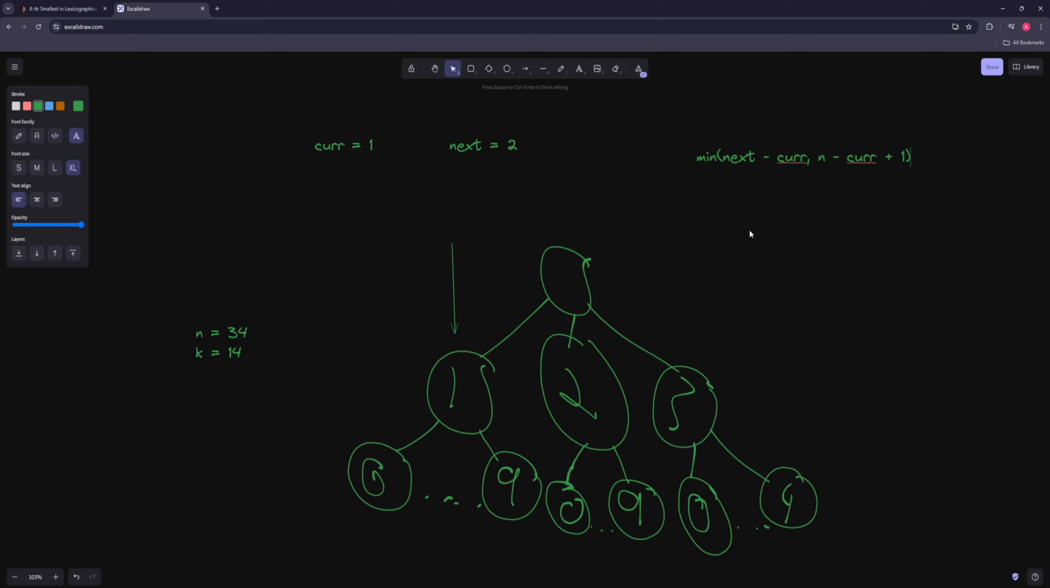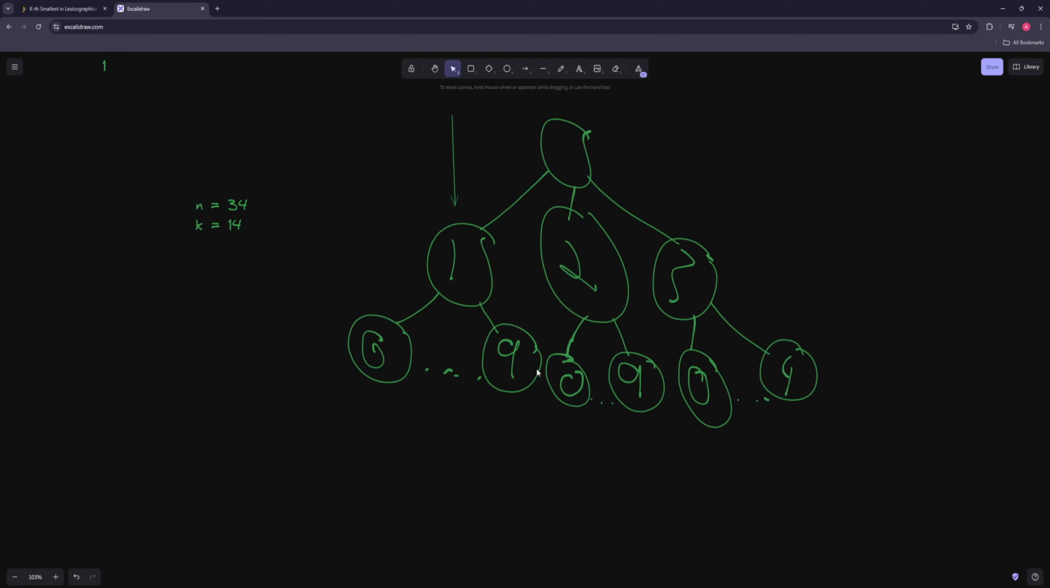And I'll show why that is. So in this level, next is 2, current is 1. So in this level, we have 1 node in our tree. So we have 1. Then we take both of our levels, our next and our current, and multiply by 10 because we want to go to the next level. So we want to go to here and here. So cur becomes 10, and next becomes 20.